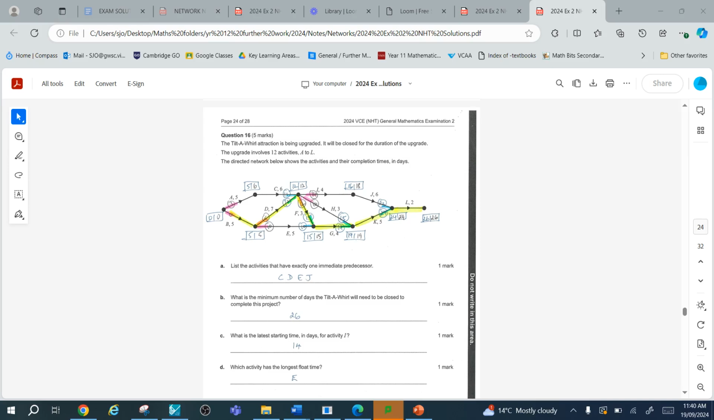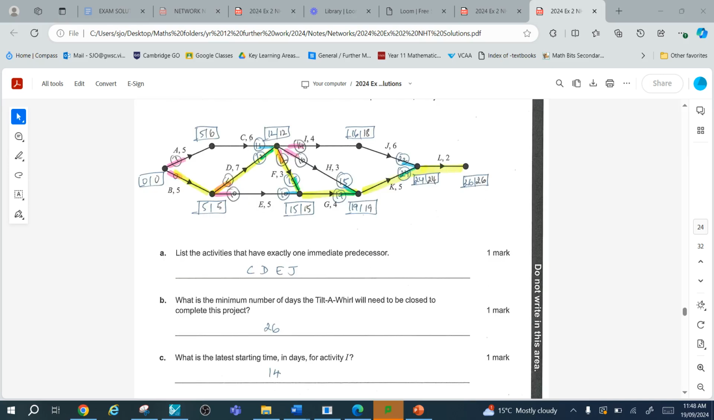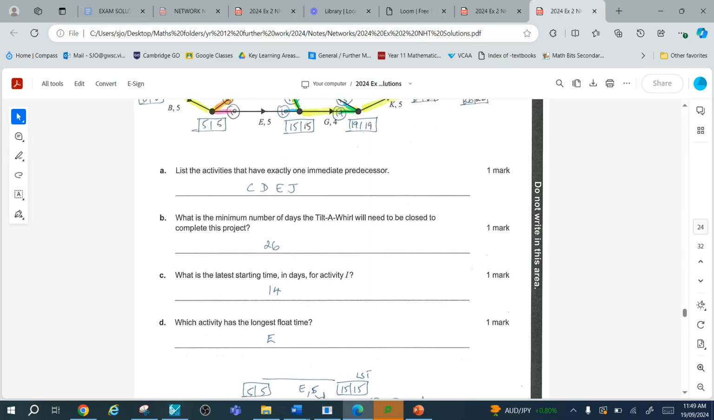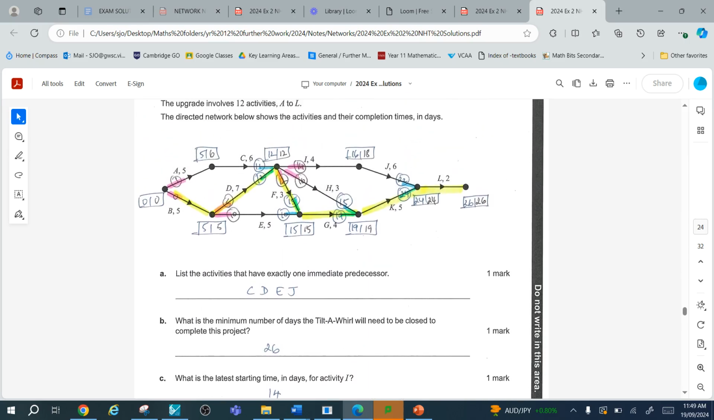Everyone, we're going to be attempting question 16. Now, which activity has the longest float time? The longest float time is easy to calculate if you have a backward scan. I'll just give you a sample of one of them that I calculated. I suppose all of you will know that if an activity is not on the critical path, it will have a float time. So what I first did was determine the critical path.